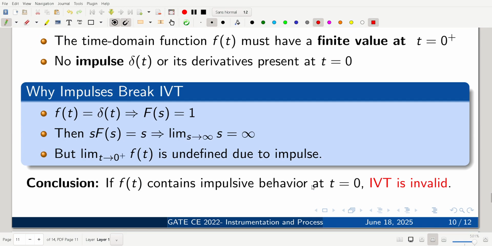Here you can see why an impulse breaks the initial value theorem. If f(t) is equal to delta(t), then F(s) is equal to 1, since the Laplace transform of delta(t) is 1. So s into F(s) equals s, and we will get an infinite value. Got my point? We can say this does not exist.